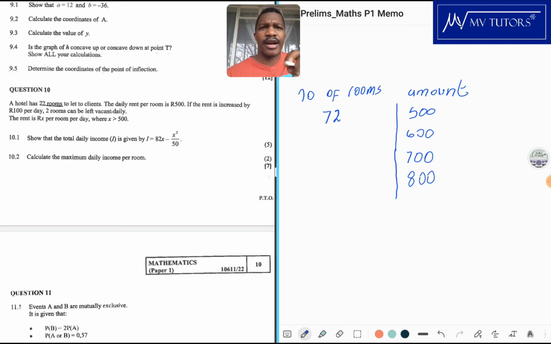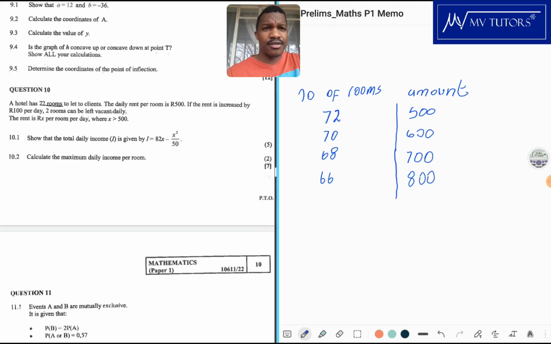Now it says if you increase by 100 rand per day, 2 rooms can be left vacant daily. So what does that mean? It means that the number of rooms decrease by 2 rooms daily. So from 72, it goes down to 70. It goes down to 68, right? It goes down to 66, such that 72 with 500, 70 goes with 600, 68 goes with 700, 66 with 800.